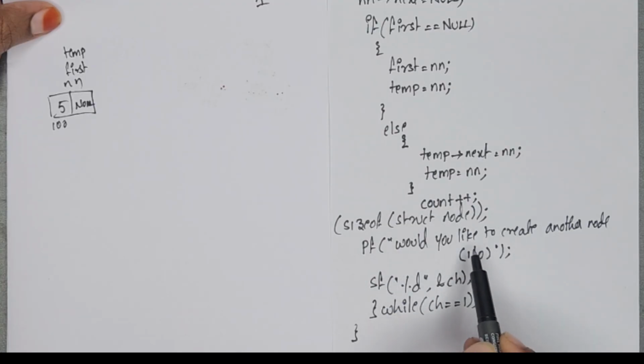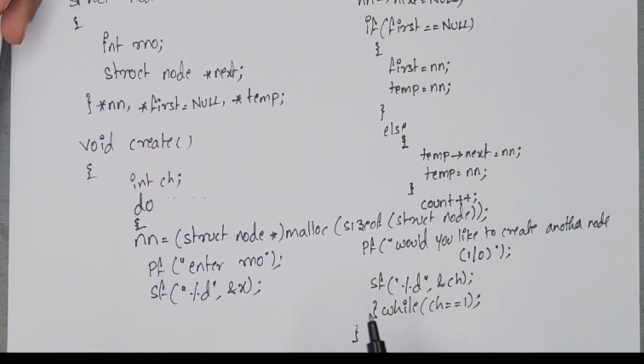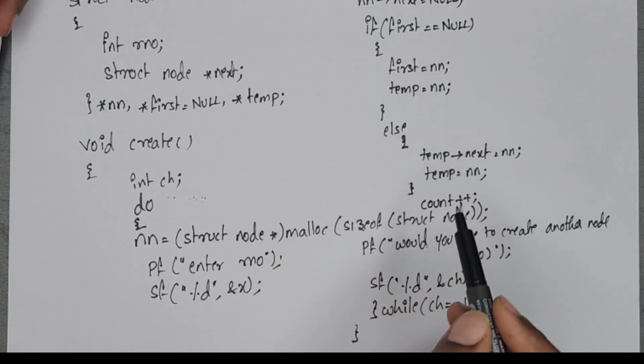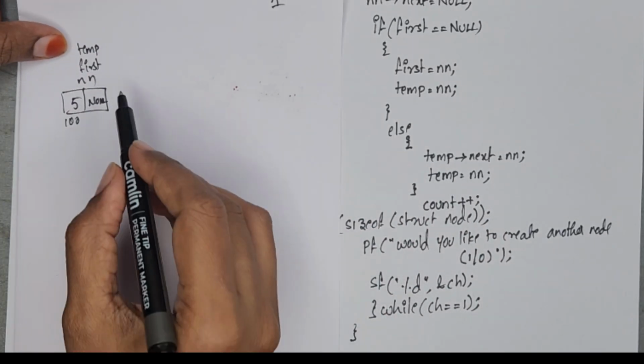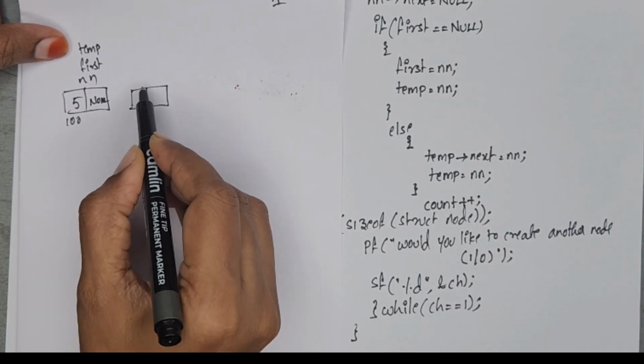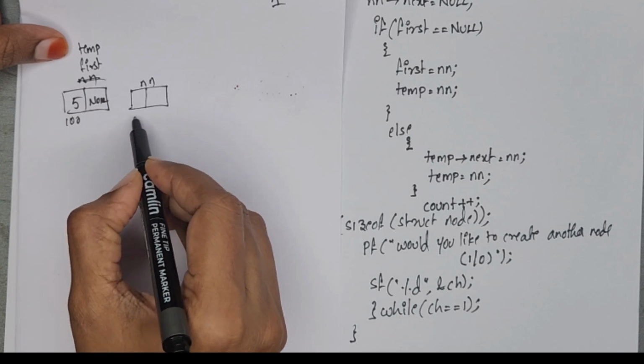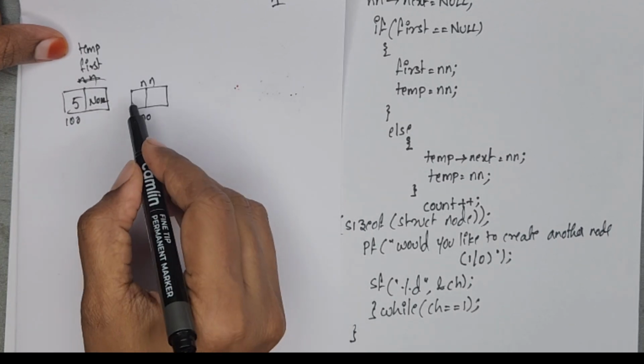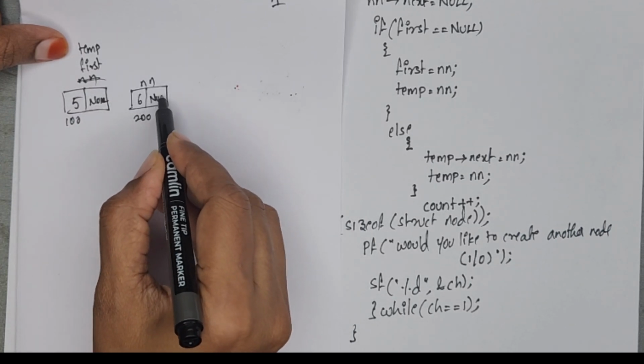It will ask you one question: would you like to create another node? If you want to create, select 1. If ch is 1, then again it will go back and execute all the statements. Again it will create one node. Now the new node is 200. Read one number, assign, new node of next is null.